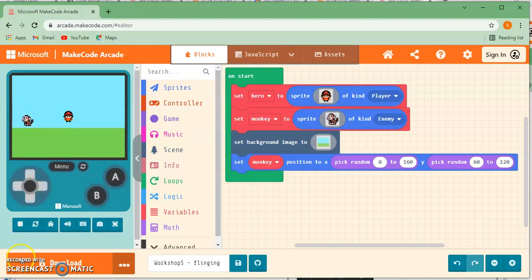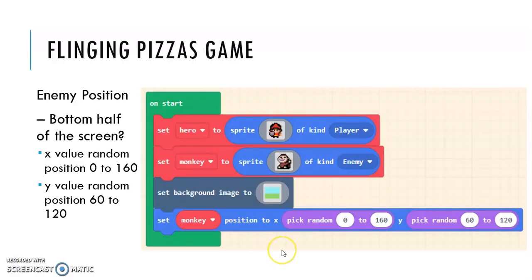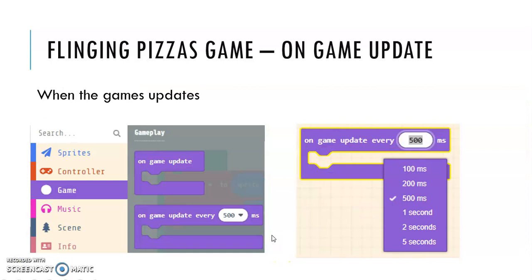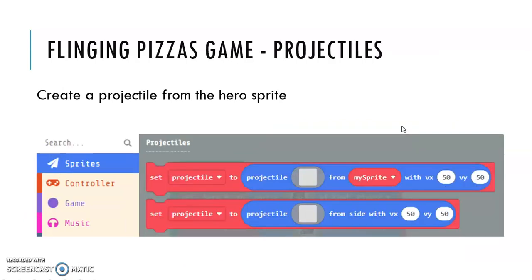So that's my initial functionality. So this is the functionality that we've created. The next thing we want to do now is when the game updates, so we have this on game update every 500 milliseconds. And what we want to do is we want to create a projectile. So we've seen the game update before, and now we've got this new block for projectiles. So we want to create a projectile from the hero sprite.